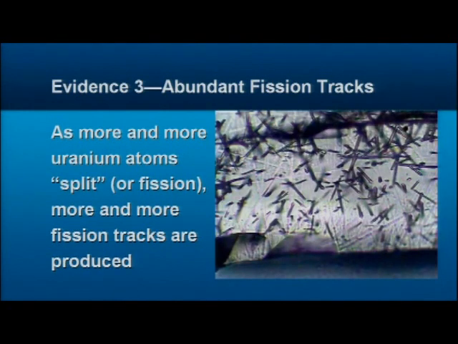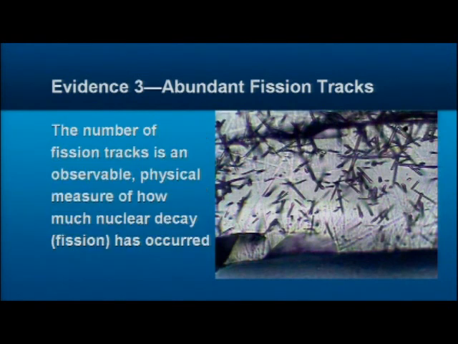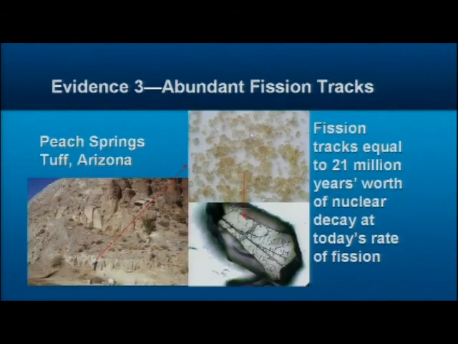Now, the more atoms that have split apart, the more of these tracks are produced. So if you know the rate at which this fission process occurs, you can count the number of tracks and use it as an age calculating method. And so this is something you can physically observe. In other words, nuclear decay has occurred through geologic time. There's no question about it. We have physical evidence that there has been abundant nuclear decay.